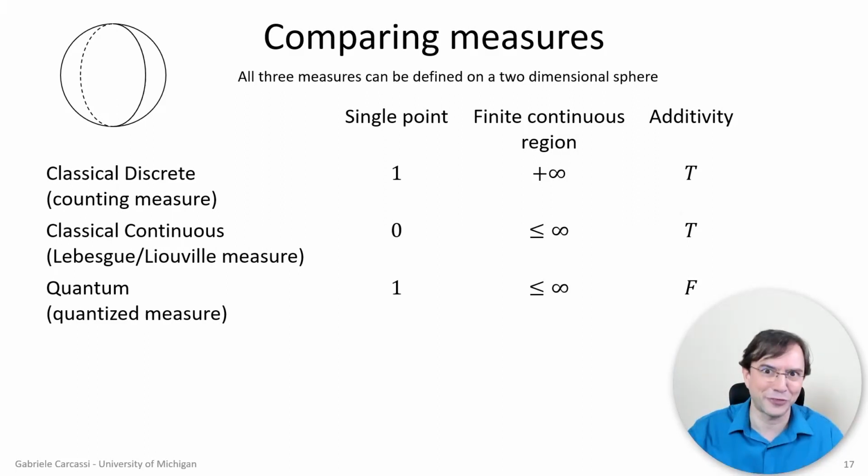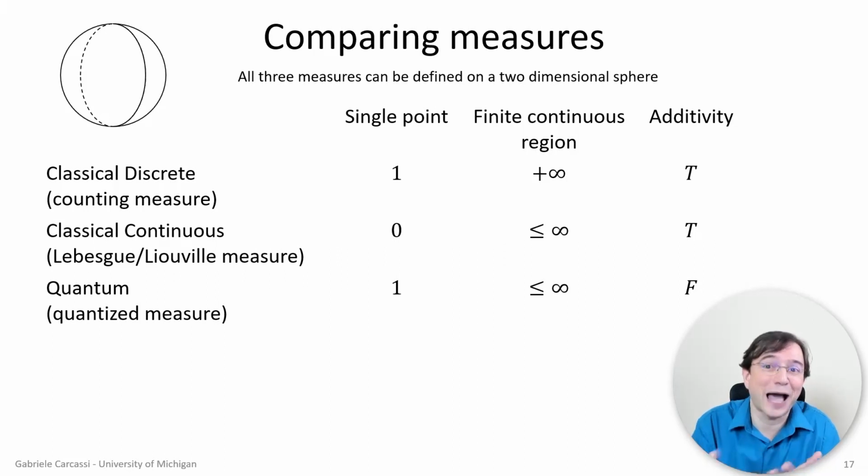So we have three completely different physical cases, but mathematically we can compare the mathematical properties of these things. The first thing we want to compare is what the measure gives us for a single point. In the classical discrete case, we have a counting measure: 1 point, cardinality 1, then the measure is 1. In the quantum case, we also saw that the entropy was 0, and therefore the measure was 1. So these two agree. But for the classical continuous case, the volume of a point is 0.